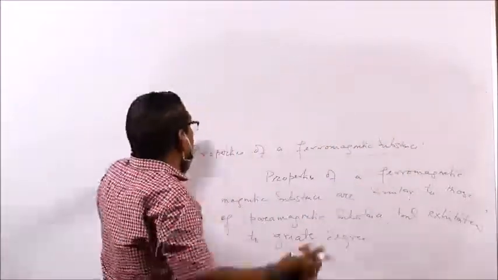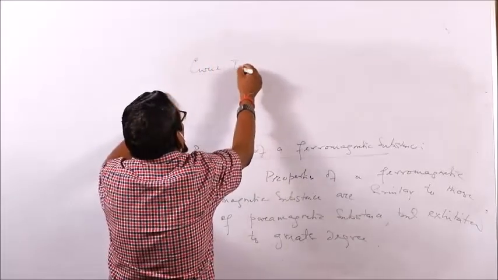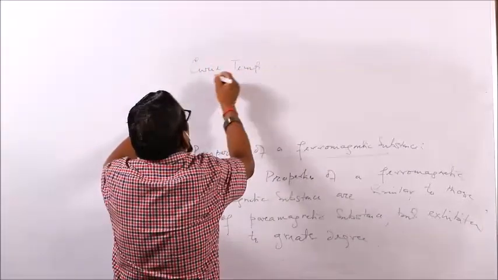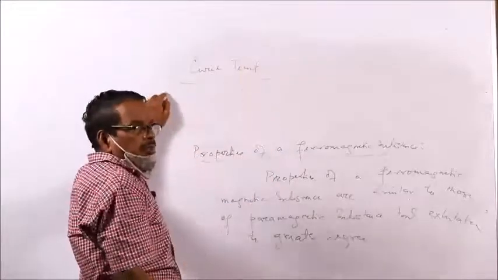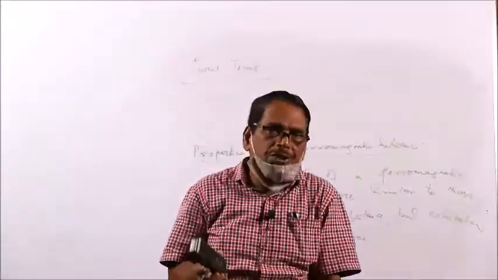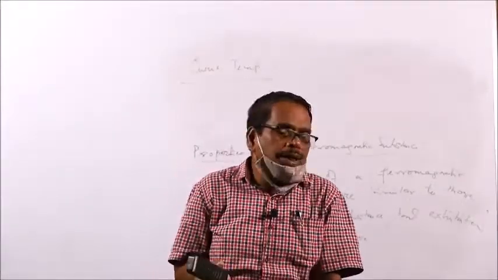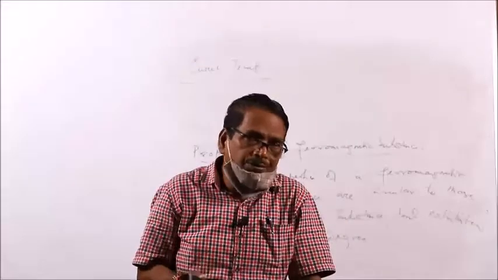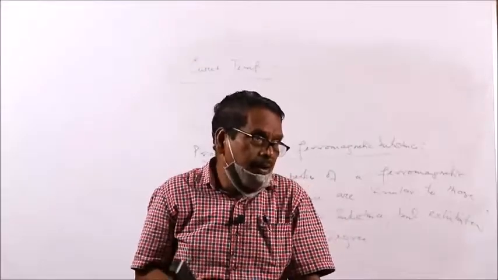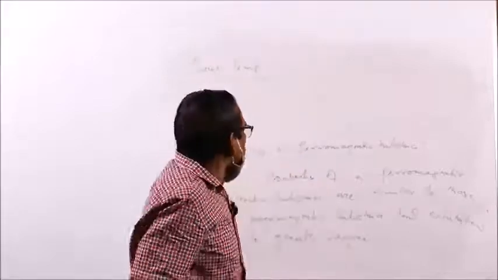What is Curie temperature? This may come as an examination question. When a ferromagnetic substance is heated, its susceptibility decreases. At a particular temperature, a ferromagnetic substance becomes paramagnetic. That particular temperature is called Curie temperature.